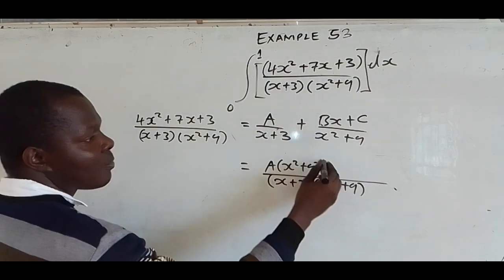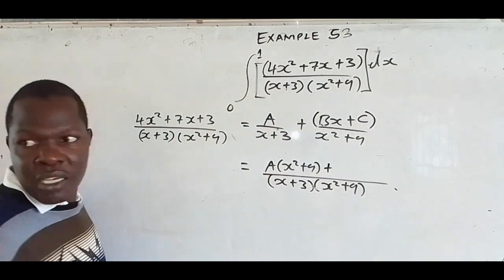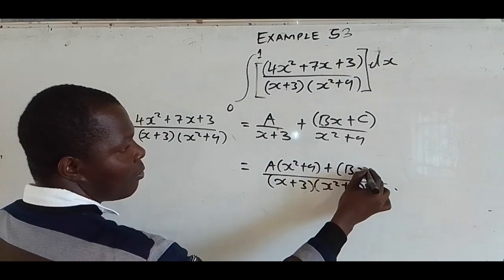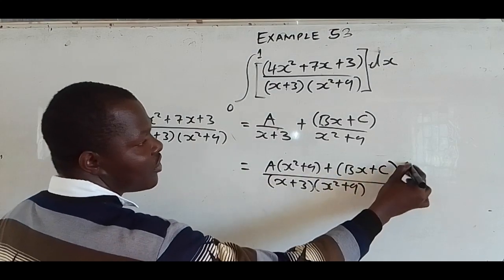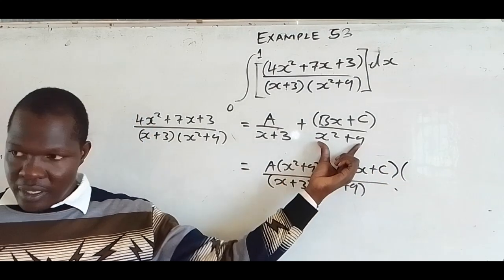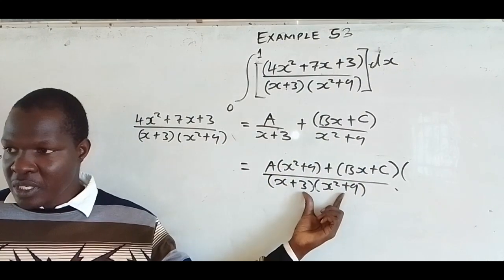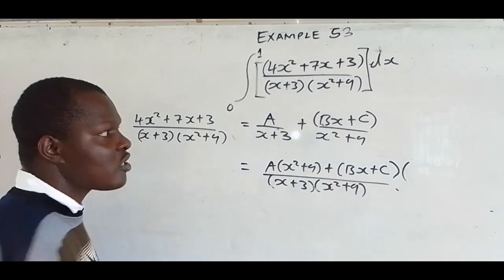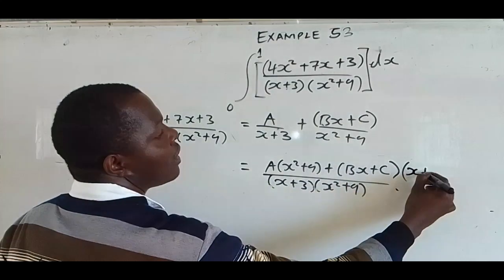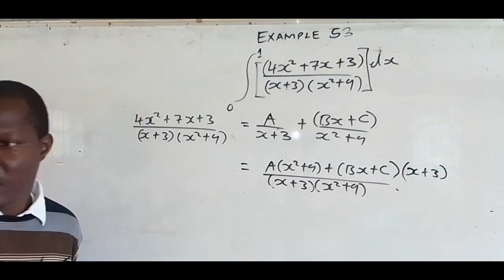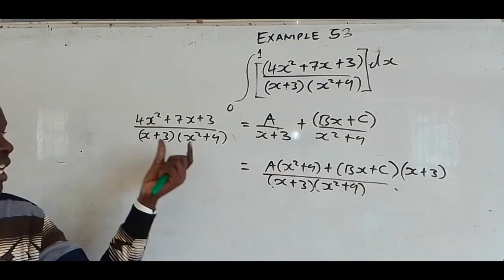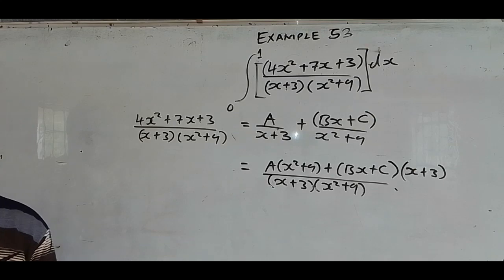Then it is plus, the whole of this is one factor, so it must be in brackets: plus (Bx plus C). Then you check: x squared plus 9 goes here how many times? x plus 3 times. So it is (x plus 3) times that. The denominator is the same as the denominator.